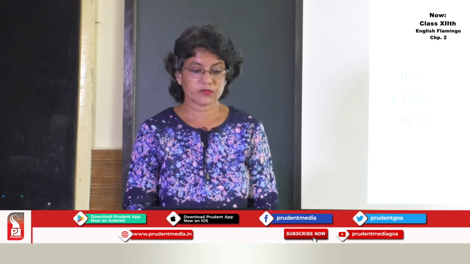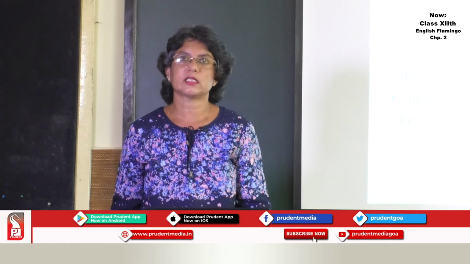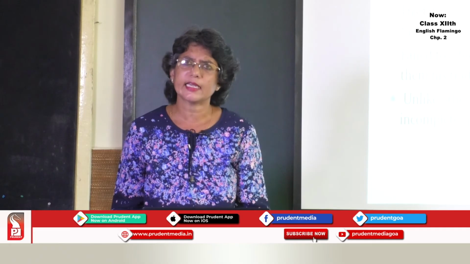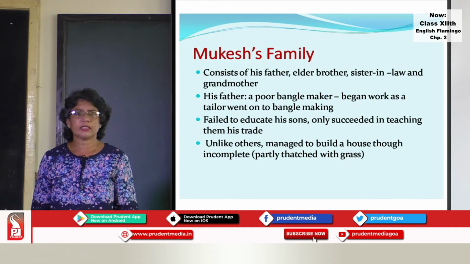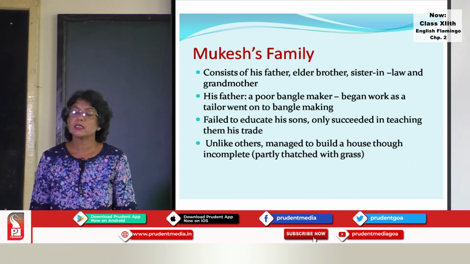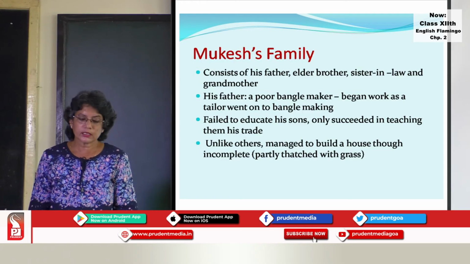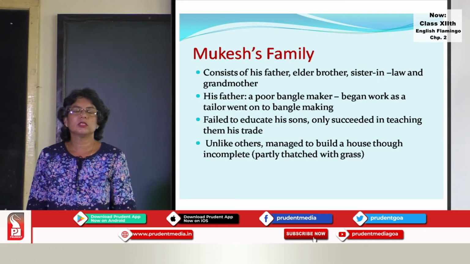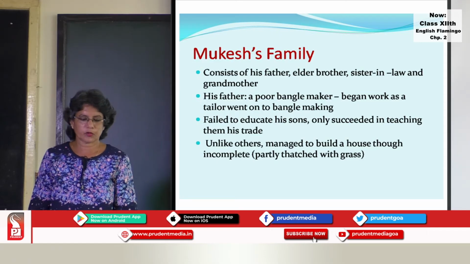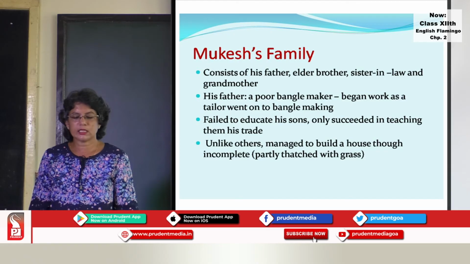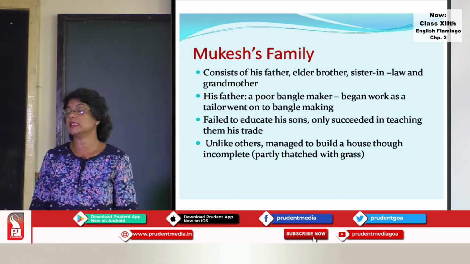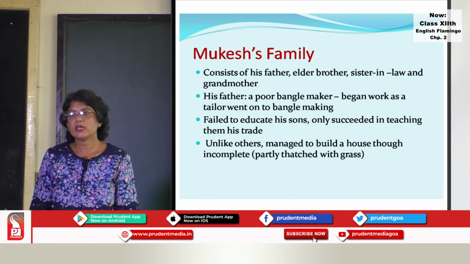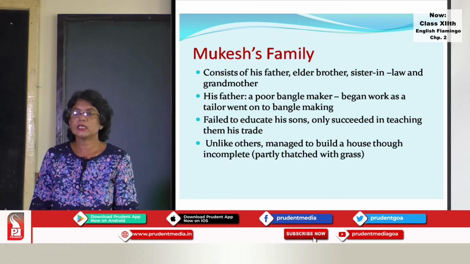We meet Mukesh's family. The writer goes to visit Mukesh, and he is very proud because his house is a half-built shack, better than that of others. Mukesh's family is made up of his father, his elder brother, sister-in-law, and grandmother. His father was a poor bangle maker. He began working as a tailor and switched over to the bangle making profession. He has failed to educate his two sons and has only succeeded in teaching them his trade. However, he has managed to build a house even though it is incomplete. It is partly with a thatched roof.